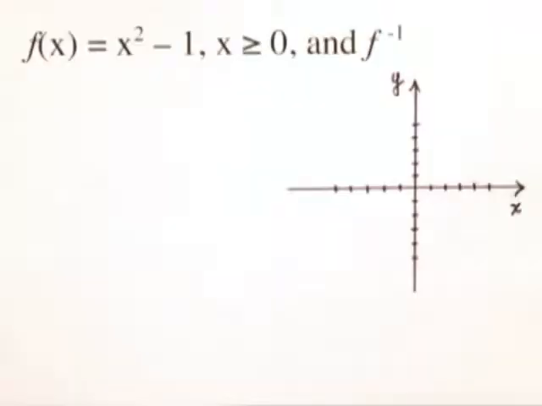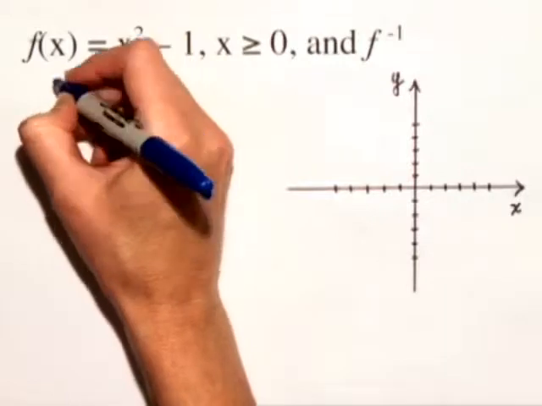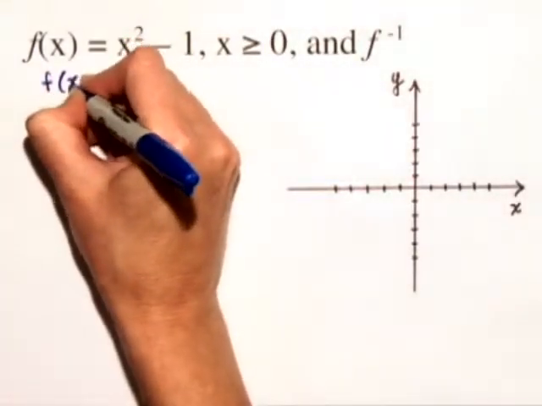For this example, we're given a function and we're asked to graph that function and its inverse on the same xy coordinate system and then state the domain and the range of each function. So we'll start with f of x equals x squared minus 1. I'll graph this one in blue.